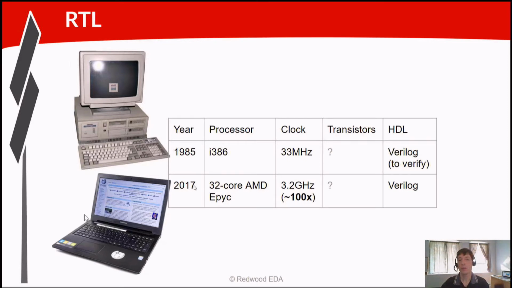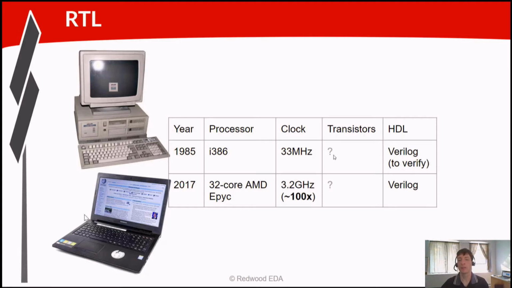So in 2017, AMD EPYC came out with a clock speed of 3.2 gigahertz. A 32-core processor. So this is 100 times faster. The clock is running at 100 times the frequency. That means in a single clock pulse in 1985, we have 100 clock pulses in 2017, right? It's hard to imagine the clock running that much faster.